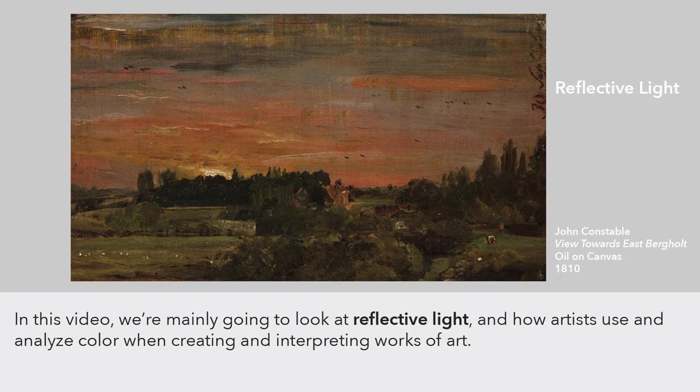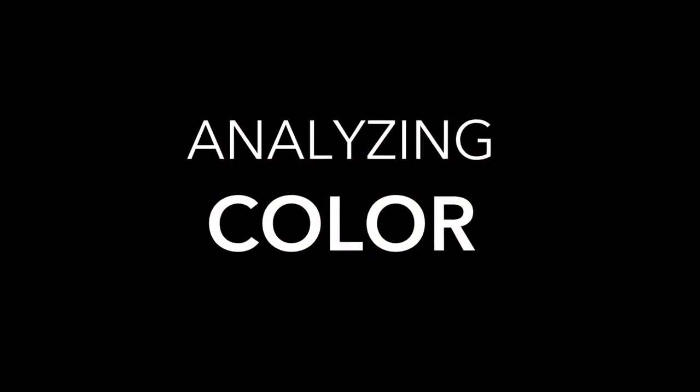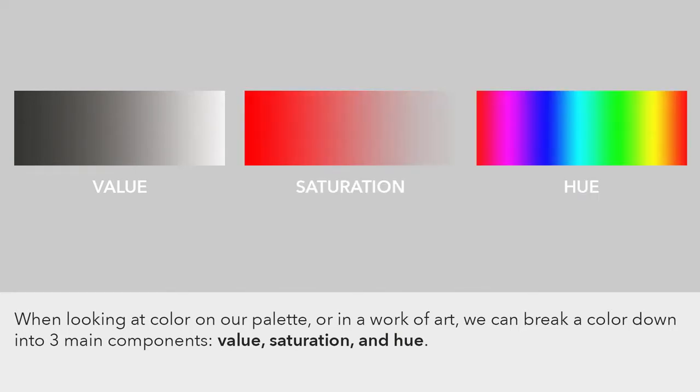In this video, we're mainly going to look at reflective light and how artists use and analyze color when creating and interpreting works of art. When looking at color in our palette, or in a work of art, we can break down a color into three main components: value, saturation, and hue.